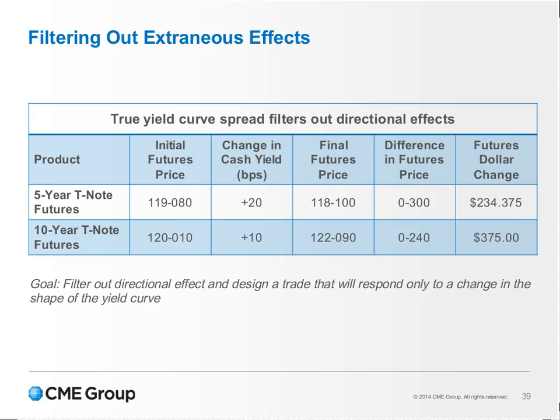We want only to express a profit or loss when the structure of that yield curve changes. So we want to filter out this directional bias. And how do we do this? We need to create a spread ratio or structure the products so that the shorter-term maturity futures position offsets any losses or gains in the longer-term maturity futures position when the curve moves in a parallel manner.